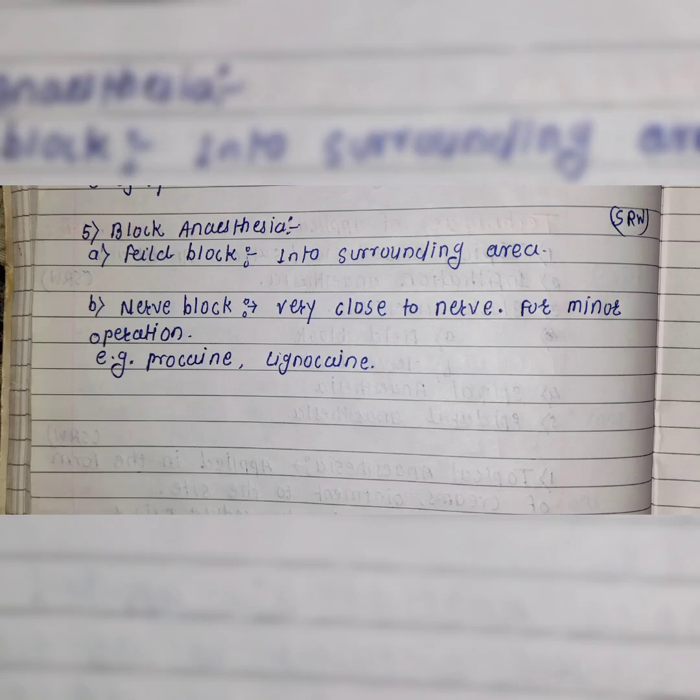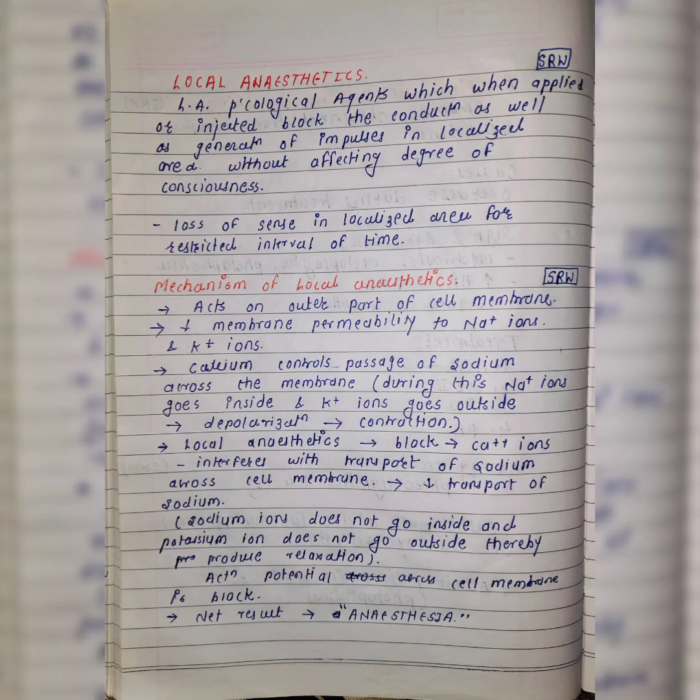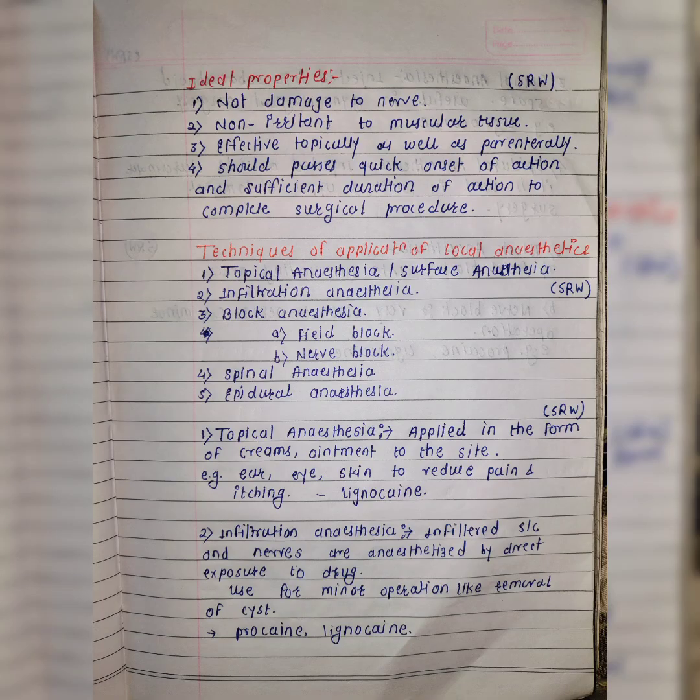This is about the local anesthetics. Local anesthetics produce the loss of senses in the localized area for a restricted interval of time. And how does it work? It works by blocking the action of calcium ions, which interferes with the transport of sodium across the cell membrane, decreasing the transfer of sodium. Due to this, sodium ions do not go inside and potassium ions do not go outside, thereby producing the relaxation, and the action potential across the cell membrane is blocked, resulting in anesthesia.